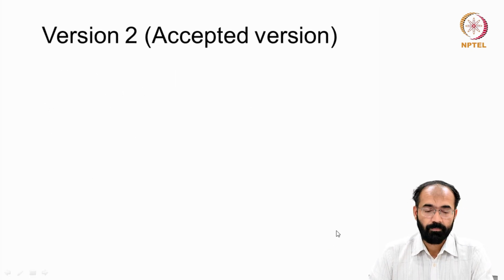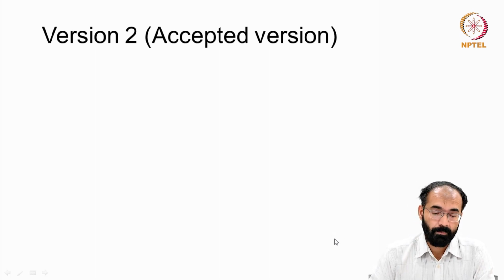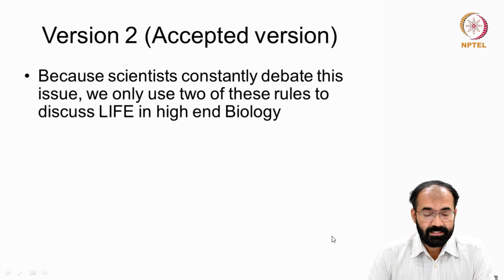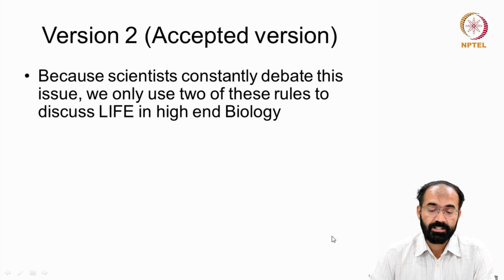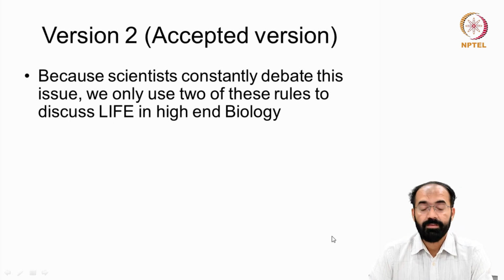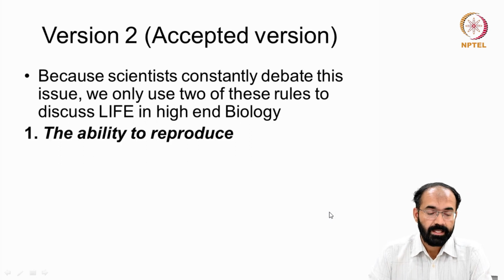And version 2 is the most accepted version, and we will see why it is so. Many scientists constantly debate, as I already told you, this issue of the definition of life, because we only use two of these rules to discuss life in high-end biology. That means life reproduces and life uses energy. So the ability to reproduce is one of the fundamental requirements of life.